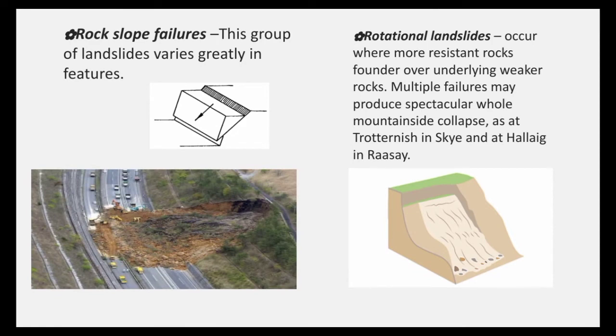Rock slope failures. This group of landslides varies greatly in features. It is the downward and outward movement of a mass on top of a concave upward failure surface. So next is rotational landslide. Occur where more resistant rocks founder over underlying weaker rocks. Multiple failures may produce spectacular whole mountain side collapse, as at Trotternish in Skye and at Hallaig in Raasay.